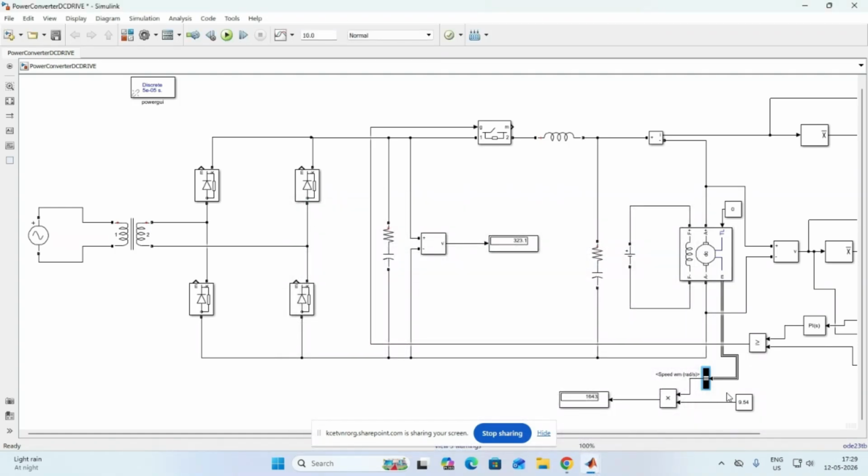Now I am converting that speed from radians per second to revolutions per minute, that is RPM. For that, I am just multiplying this value by 9.54. We all know omega m equals 2 pi N divided by 60. So we have multiplied the omega m by 9.54, and we will get RPM.